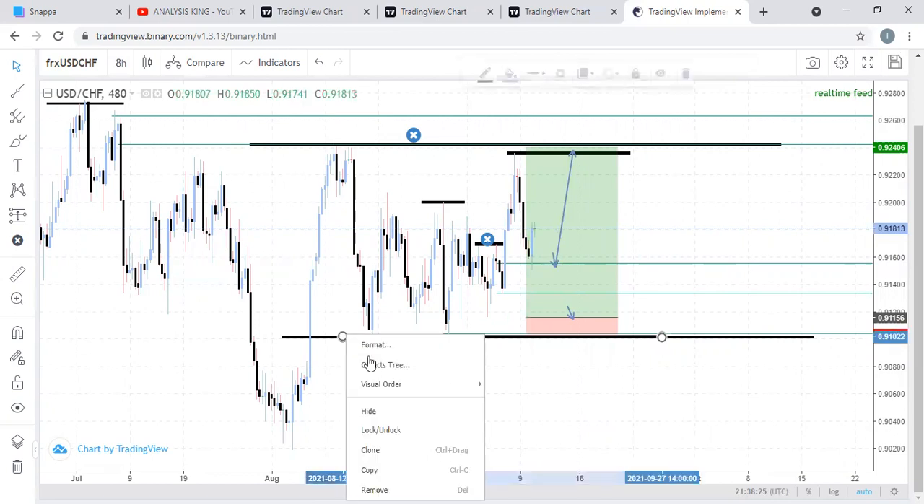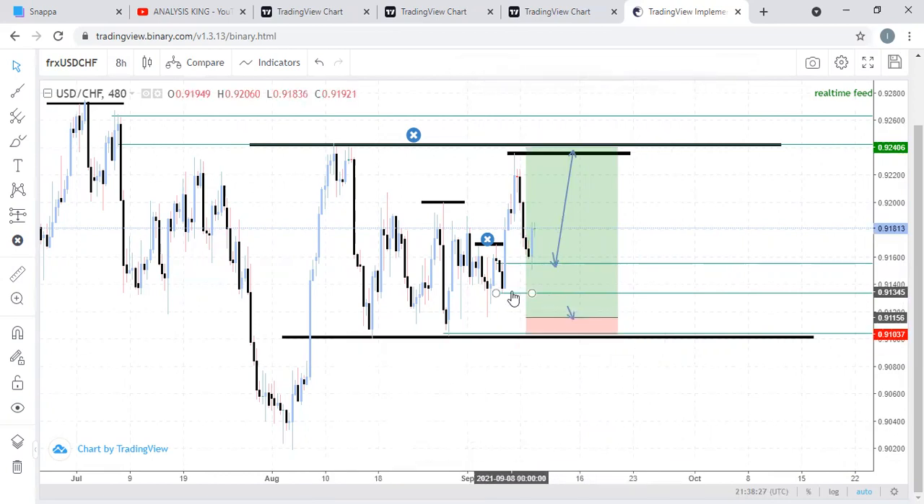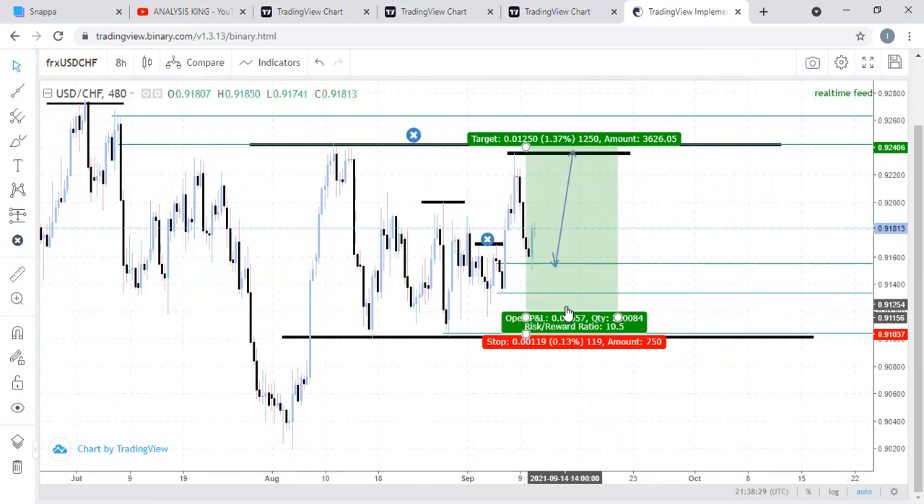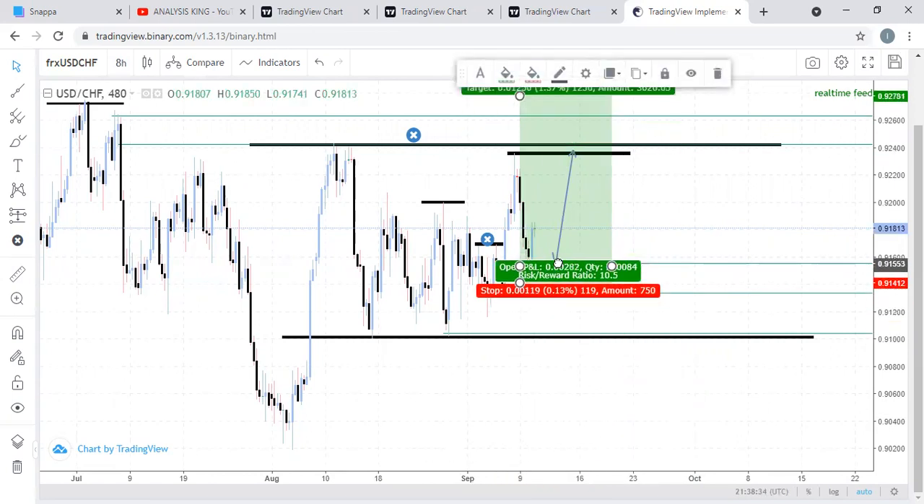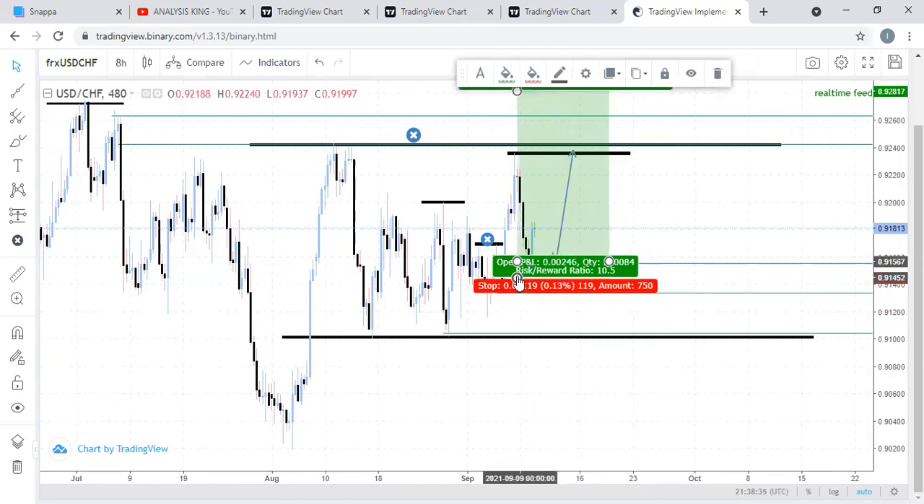I need the chart to be as clean as possible. That's why I try to remove the markup. I'm trying to go straight.